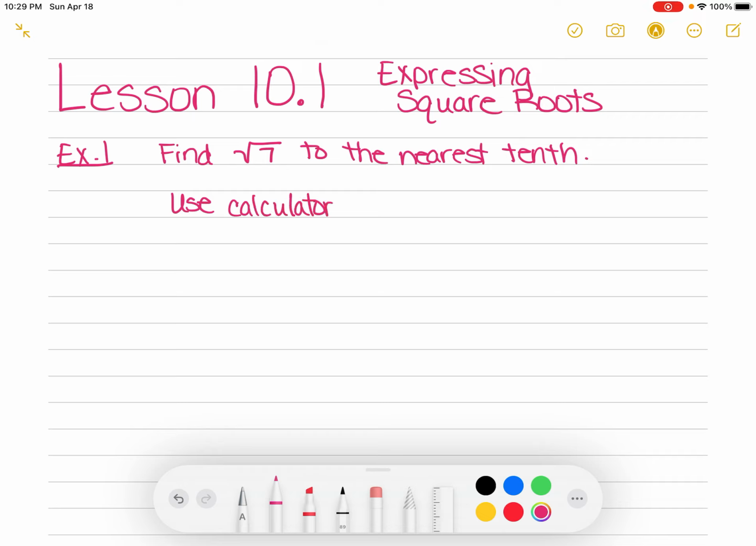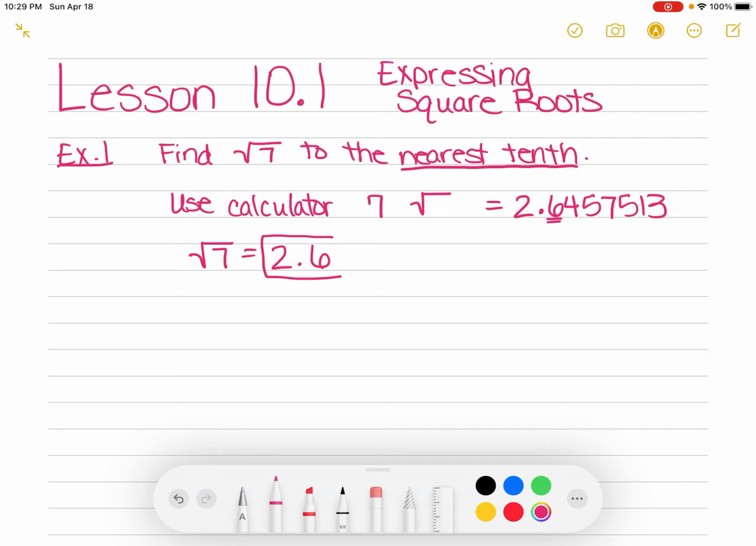And usually when you do the calculator, you're going to put in 7 and then you're going to put in the square root sign. And that should give you something like 2.6457513. But right here it says nearest tenth. This is the tenth. So your answer would be the square root of 7 is 2.6. Okay, so that's a short, easy reminder of what square roots are. And you have a couple of problems on your homework where you do need to use a calculator and find that. So I wanted to go over that first.